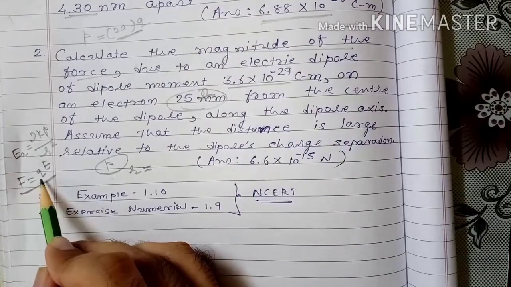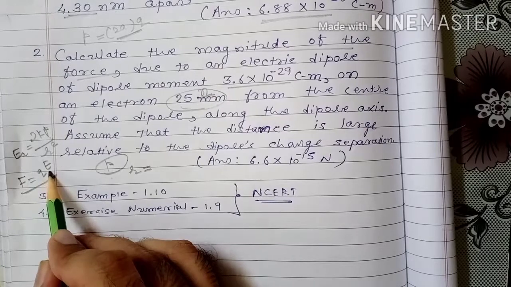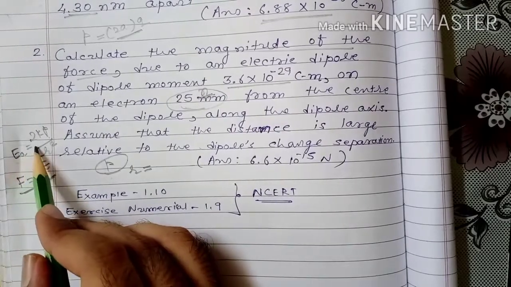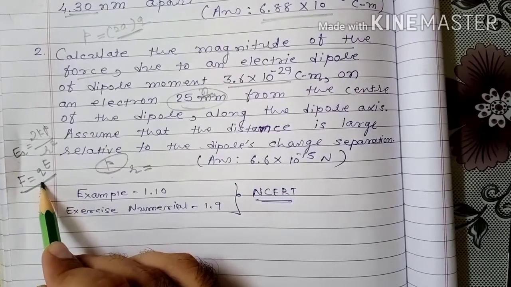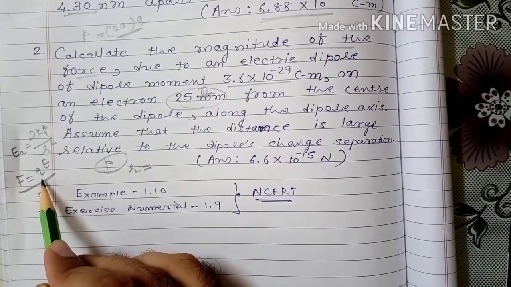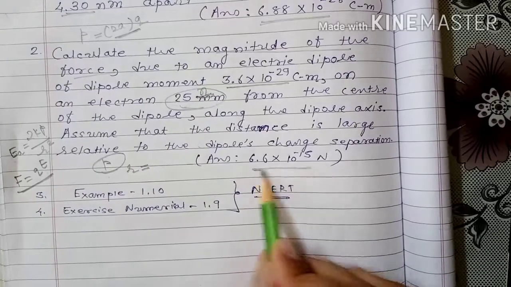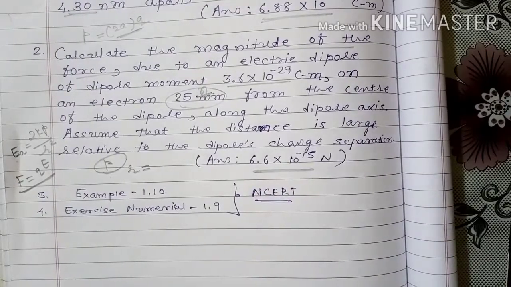Force acting on the test charge is the value of test charge into electric field. Electric field we already found using this formula, 2kp upon r cube. Substitute the value of electric field. Substitute the value of charge of electron, 1.6 into 10 raised to minus 19. You will get this answer, 6.6 into 10 raised to minus 15 Newton.